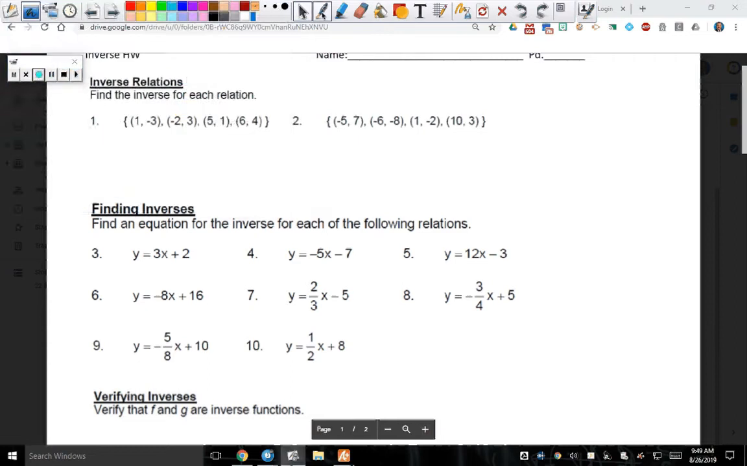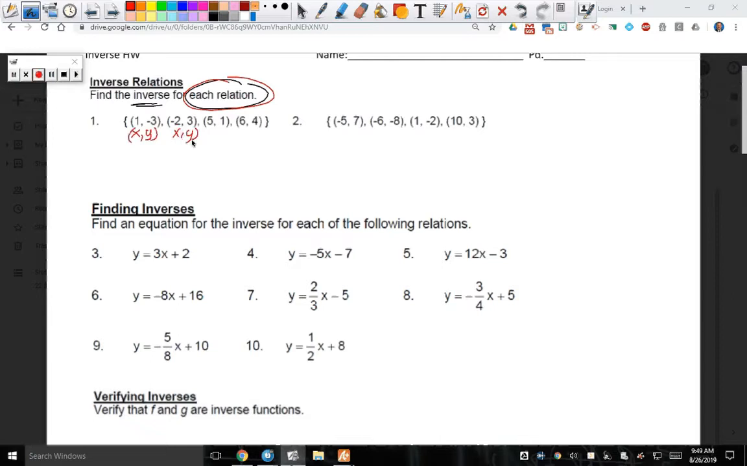Here we go. Homework examples from inverse functions to help you out as far as to be able to finish up this worksheet by yourself. First of all, we're going to find the inverse for each relation. Okay? So for each relation, we're going to find the inverse. That means these are x, y points per se. All of these. So if I'm listing out the inverse, you tell me, how do I list this out?